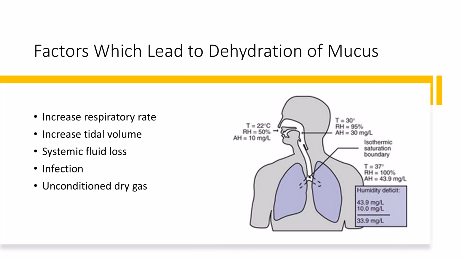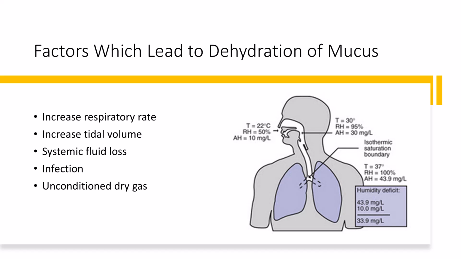Dehydration of mucus in the respiratory tract can significantly impair its function, leading to thickened, sticky mucus that is difficult to clear. This can exacerbate respiratory conditions and increase the risk of infections. Several factors can contribute to the dehydration of respiratory mucus, including environmental, physiological, and pathological causes. Here's a detailed discussion of these factors.